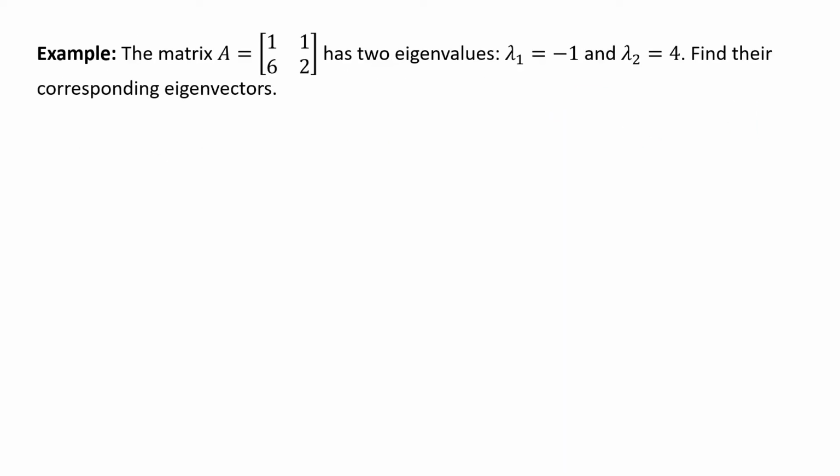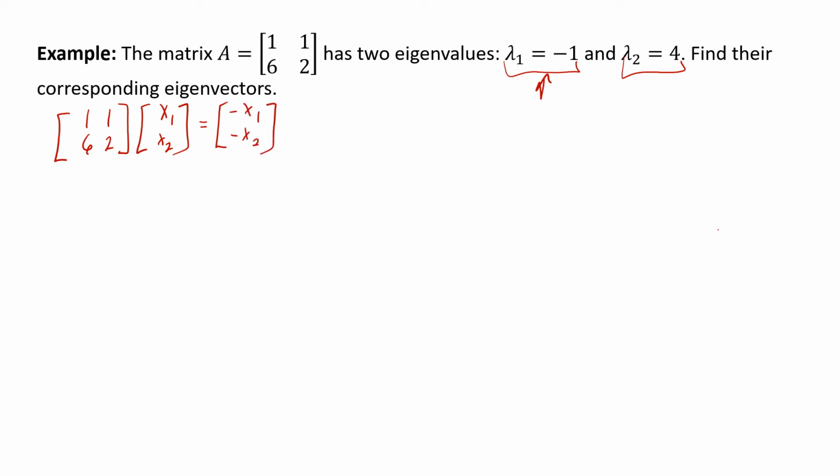So here's an example. I've given you a matrix and I've told you what 2 of the eigenvalues are for it. Now note that there's more than one eigenvalue. You'll normally see that a matrix will have multiple eigenvalues and multiple eigenvectors. So in this case, I've given you 2 eigenvalues and asked you to find the eigenvectors. So let's take the first one, -1. What does this mean? This means that our matrix [1, 1; 6, 2] times some vector (x1, x2) is equal to the negative of that vector, (-x1, -x2).